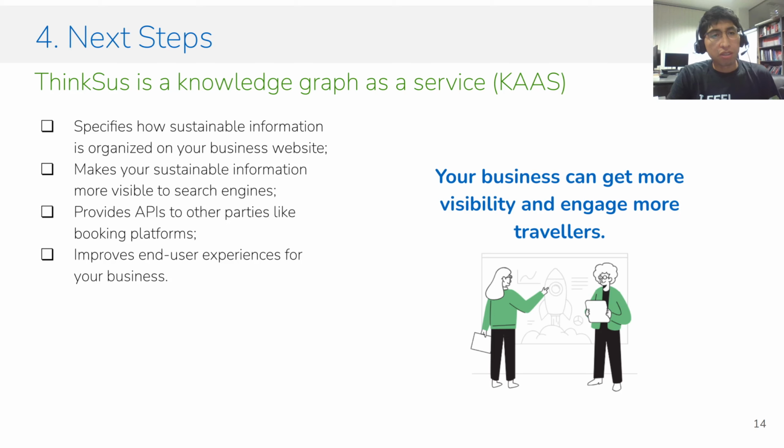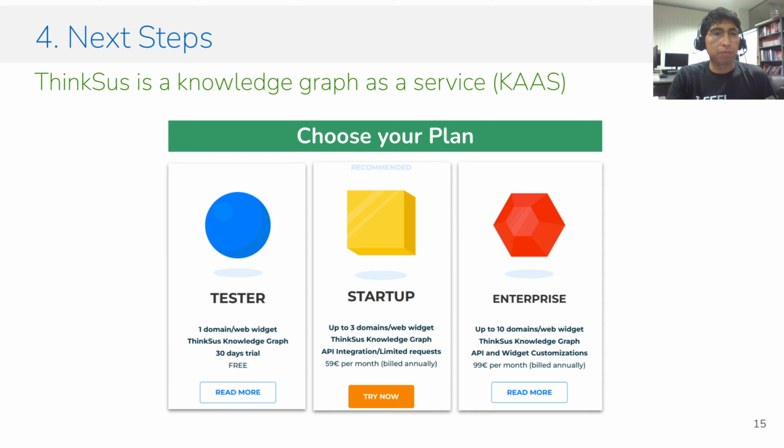We present ThinkSus as a knowledge graph as a service, and with ThinkSus you can specify how sustainable information is organized on your business website. ThinkSus can make your sustainable information more visible to search engines. It provides APIs to other parties like booking platforms and improves end user experiences for your business. So your business can get more visibility and engage more travelers.